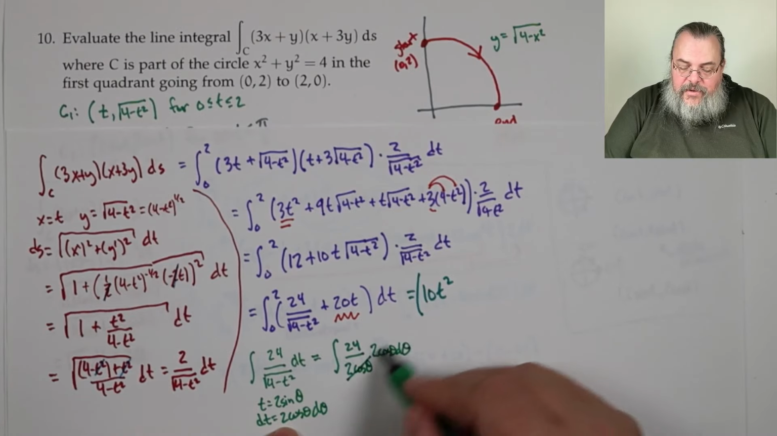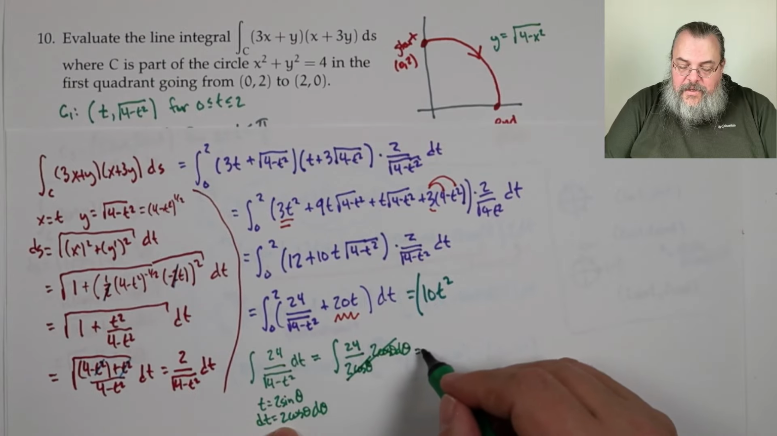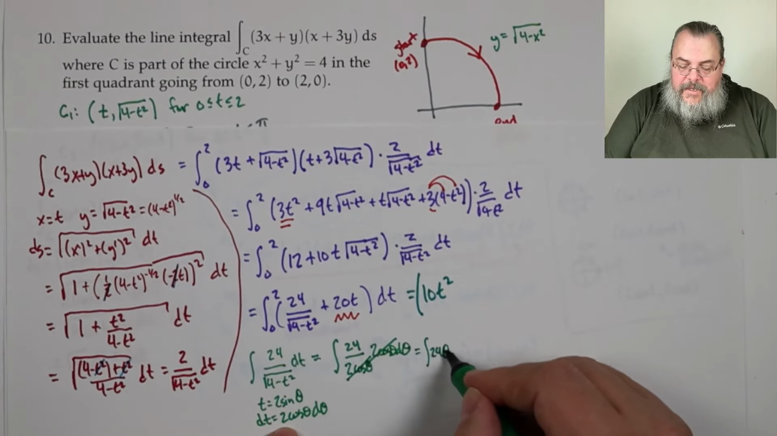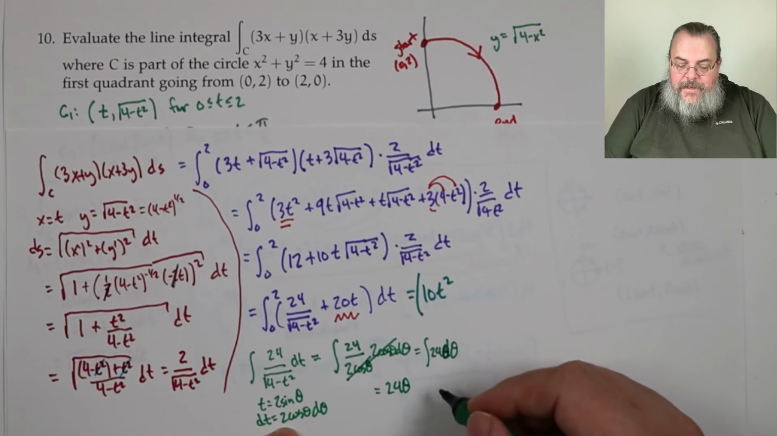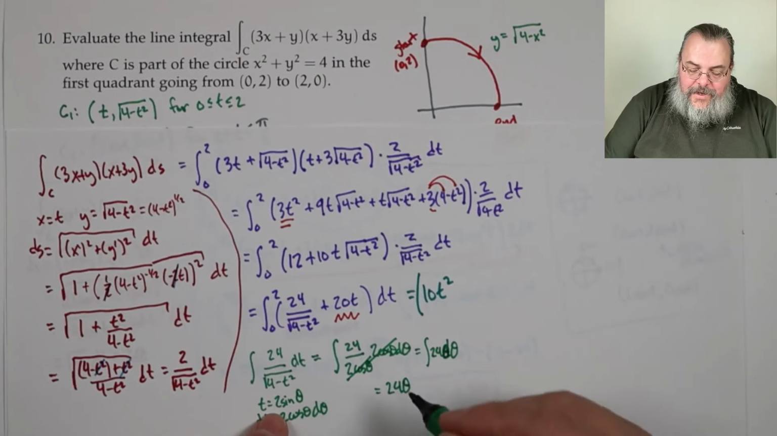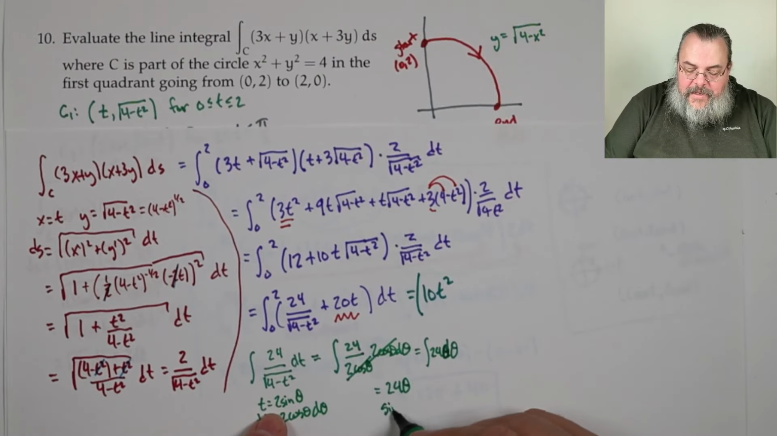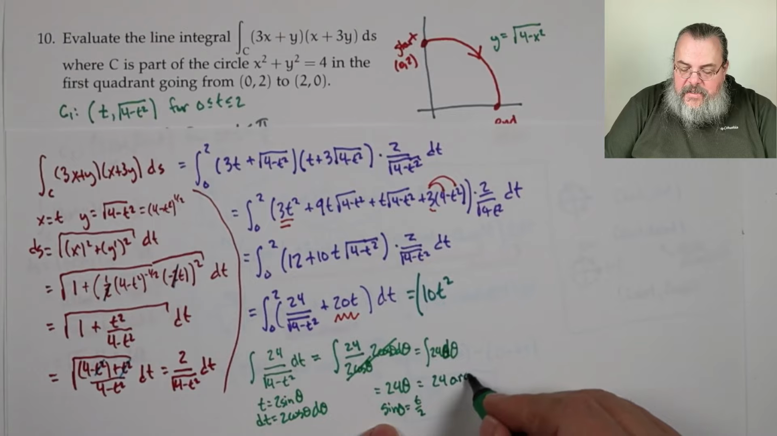And then you see that those cancel. So what are you left with? You're left with the integral of 24 d theta, which becomes 24 theta. You say, but wait, what's theta? Well, you can solve: sine of theta is t over 2. So this becomes 24 times arc sine of t over 2.